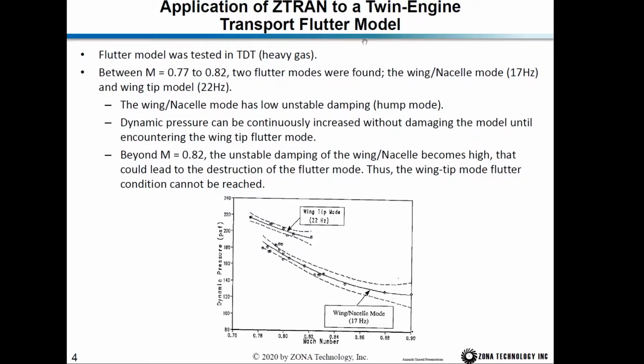The case is called the twin engine transport model. This model was tested in the TDT, the transonic dynamic tunnel, by Boeing engineers. Based on the measured flutter boundary of the twin engine transport model, between Mach 0.77 and Mach 0.82, they measured two flutter modes. The first one is called the wing nacelle mode, which flutters at about 17 Hertz. The second one is called the wing tip mode. It flutters at 22 Hertz.